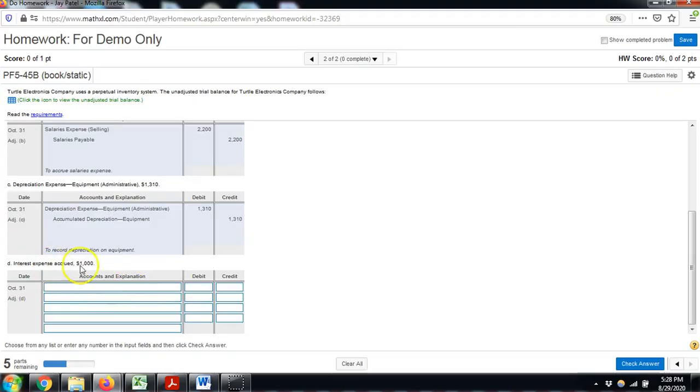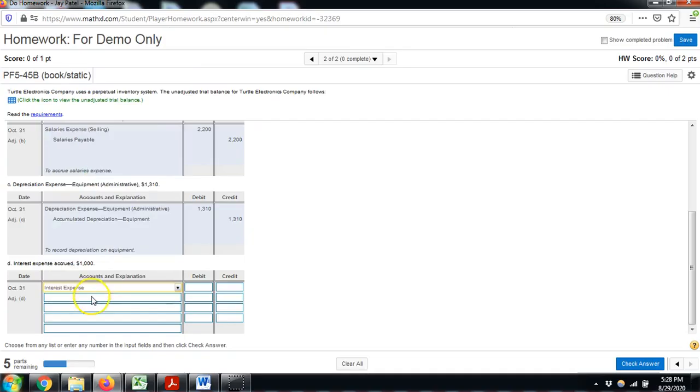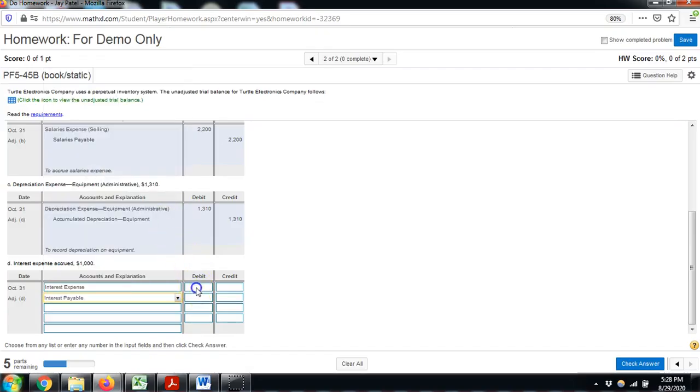And now we have interest expense, so we're going to have interest expense, and it's accrued, so we have interest payable. Because remember, these are all adjusting entries, there's no cash involved. We're just doing these at the end of our period, October 31st.